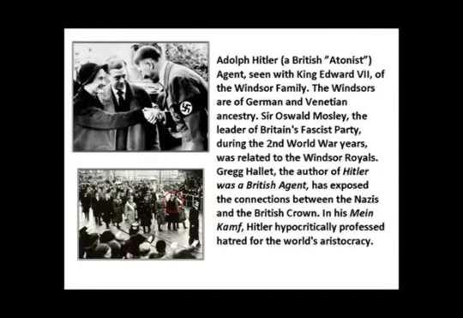Adolf Hitler, a British Atonist agent, is here seen with King Edward VII of the Windsor family. The Windsors are of German and Venetian ancestry. Sir Oswald Mosley, the leader of Britain's fascist party during the Second World War years, was related to the Windsor royals. Greg Hallett, the author of Hitler Was a British Agent, has exposed the connections between the Nazis and the British Crown. In his Mein Kampf, Hitler hypocritically professed hatred for the world's aristocracy.